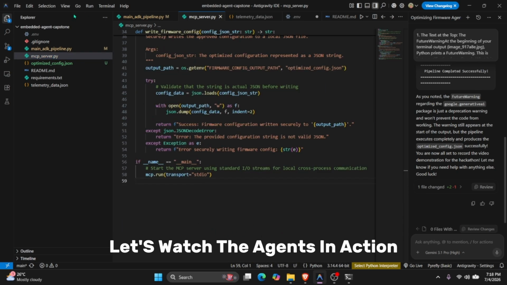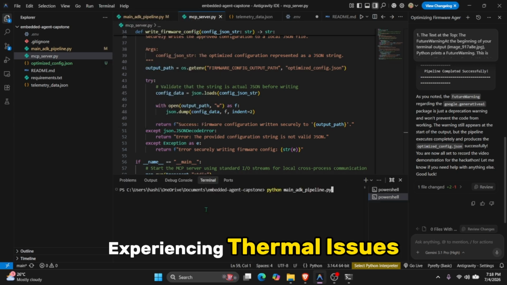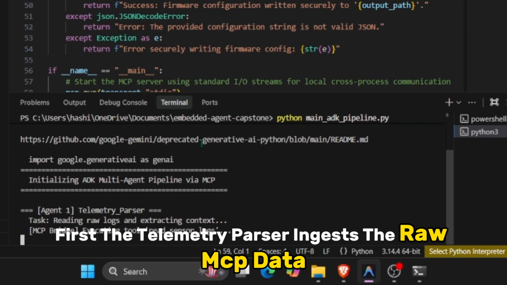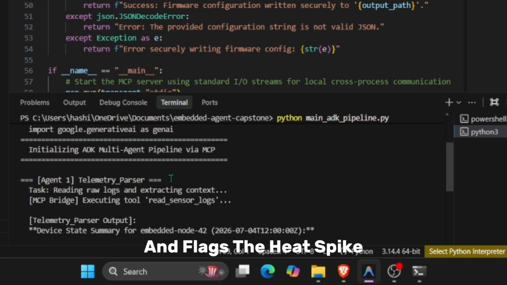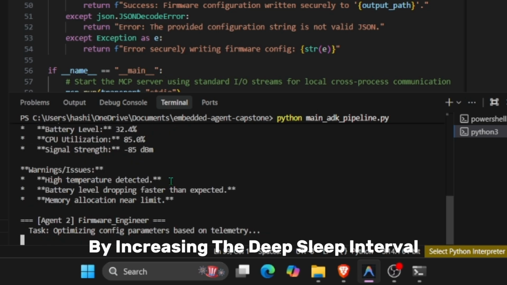Let's watch the agents in action. I am running the pipeline on a simulated ESP32 device experiencing thermal issues. First, the telemetry parser ingests the raw MCP data and flags the heat spike. Next, the firmware engineer proposes a fix by increasing the deep sleep interval.